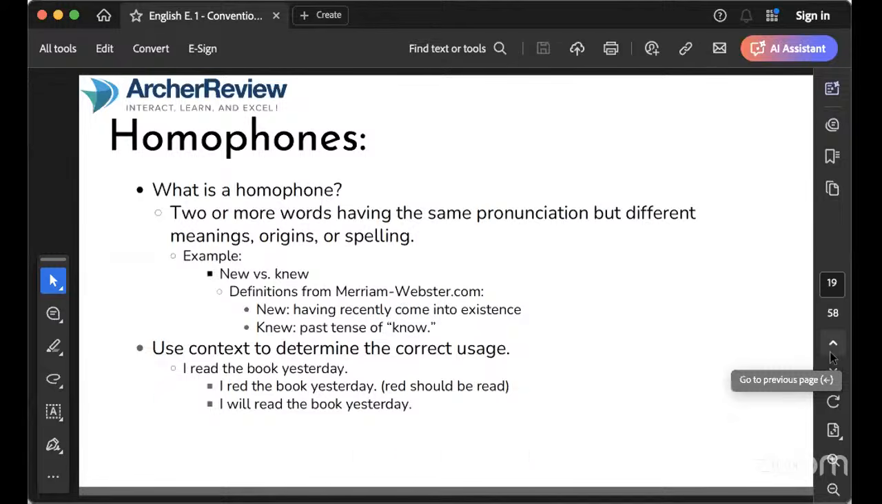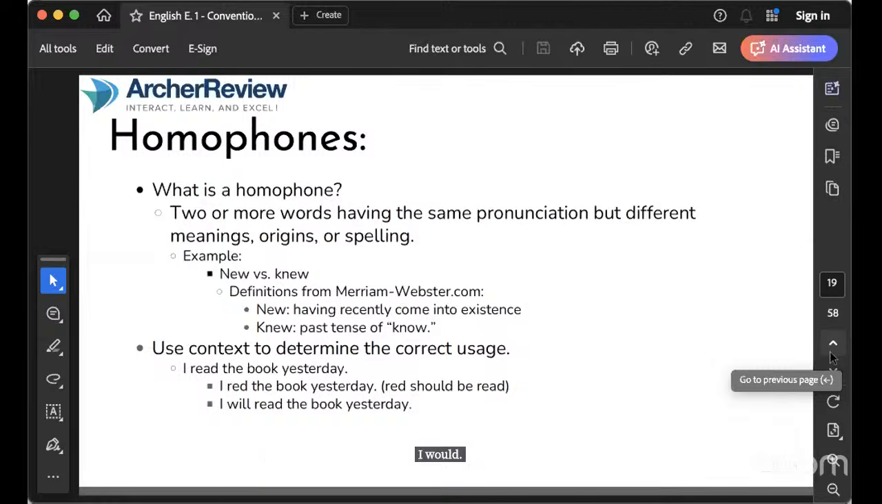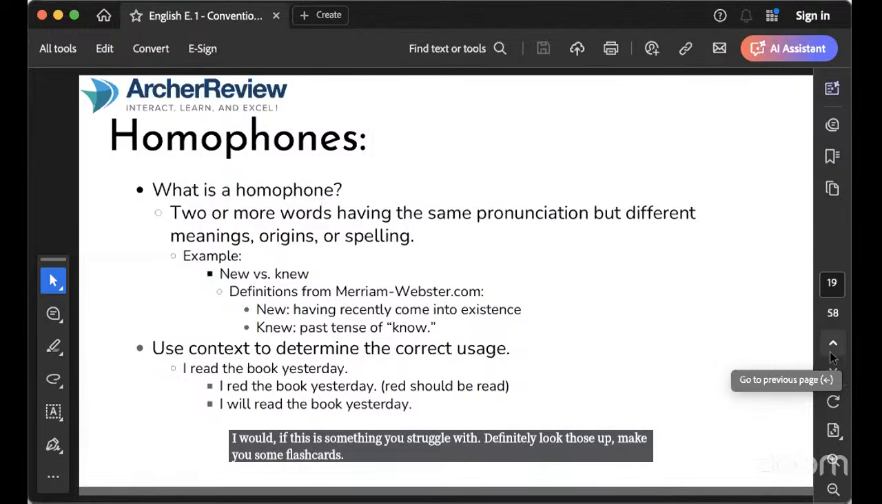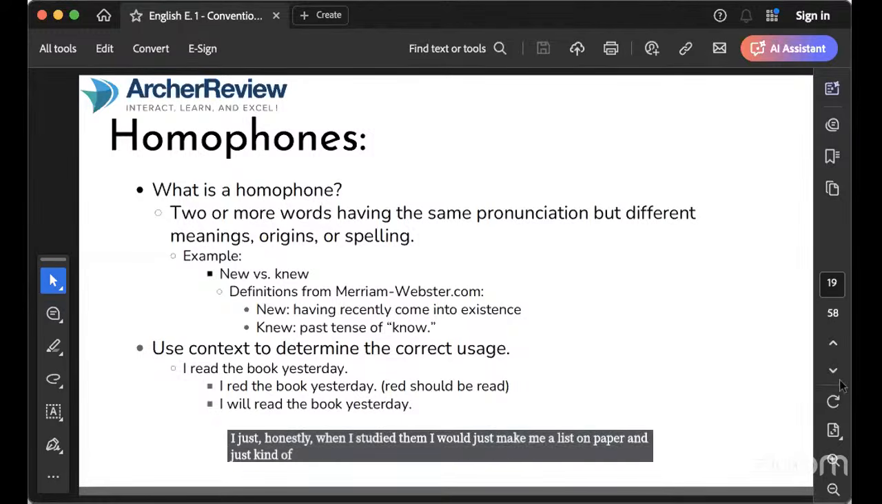And check out the on demand because I used to have a really big, in-depth video of those. I don't know if it's still up there or not, but if this is something you struggle with, definitely look those up, make yourself some flashcards. Honestly, when I studied them, I would just make a list on paper and practice familiarizing myself. But I always just proofread everything. And here's a trick for this, and you can actually apply this to some of the stuff we're going to talk about in sections 2 and 3.